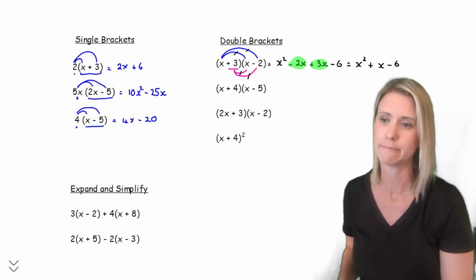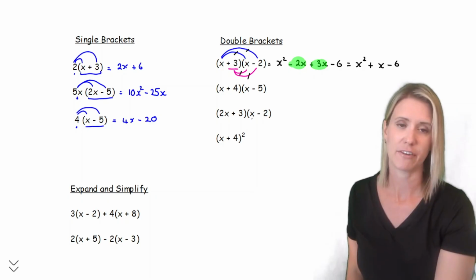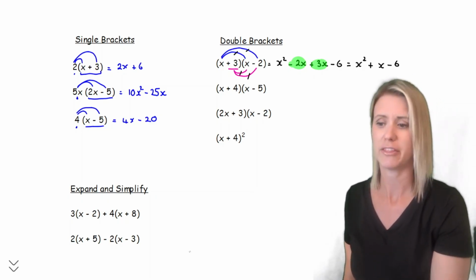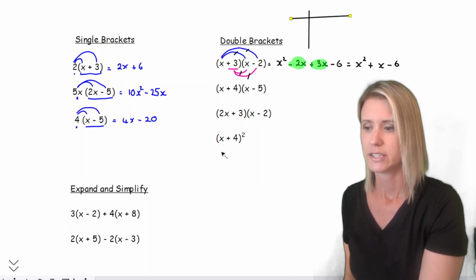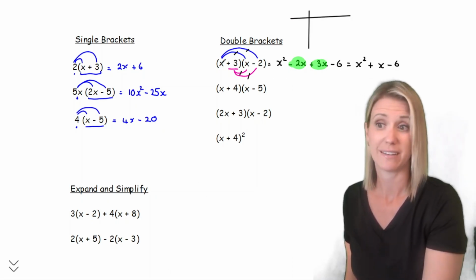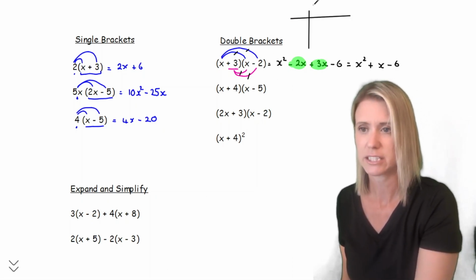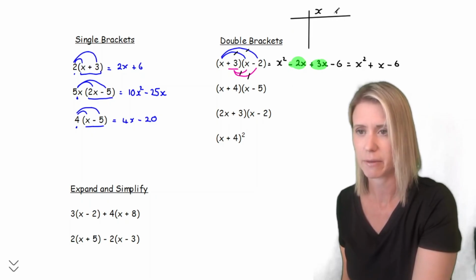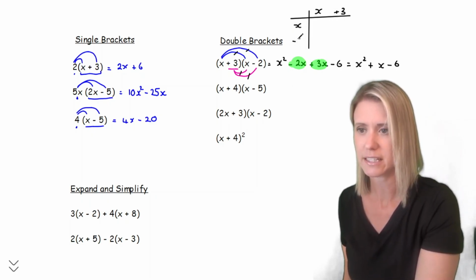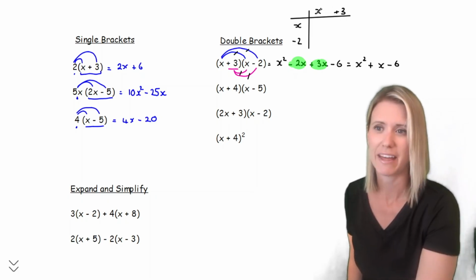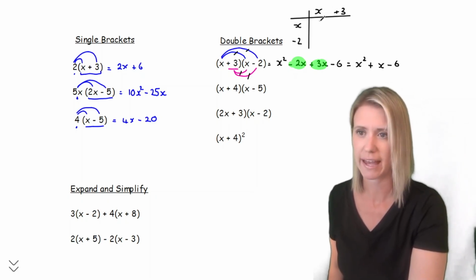Before I go any further, I think it's worth mentioning another method that some teachers use for this, and that would be the grid method. So rather than do it as an expansion like this, some teachers would ask you to write x and then the plus 3. So one of the brackets at the top, the second of the brackets down the side, and then you're multiplying them with each other.